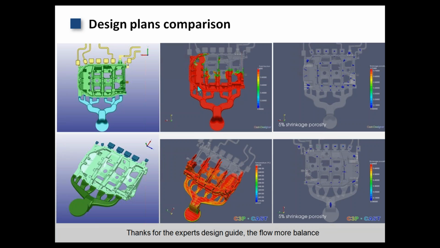For the first plan, the filling process is not so balanced, because you will find on the left side the metal runs faster than in the rest of the gating system, the gates. And at the bottom, you will find this is much more balanced, because each front of the metal is running the same way, which means there should be no risk of air entrapment based on this new design.